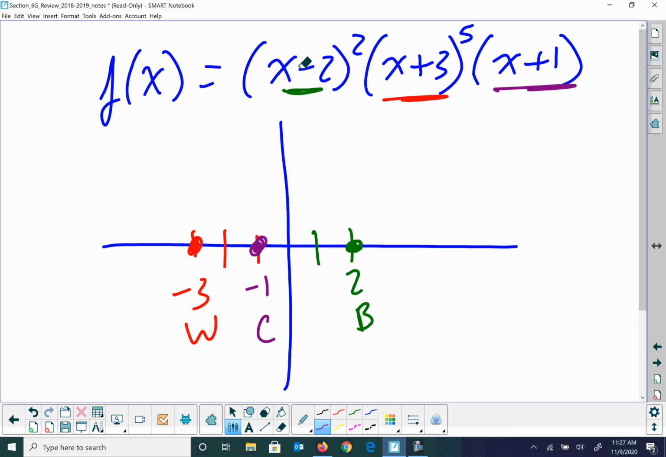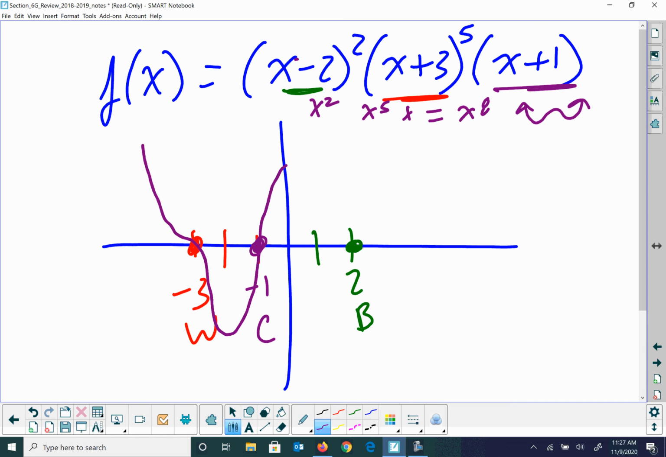Okay, so think about it. This is x squared, this is x to the fifth, and this is just x, so that would be an x to the eighth. Okay, so it's going to look something like this when we graph it. So we're going to come down, we're going to wiggle here, we're going to cross, change direction, come back down.